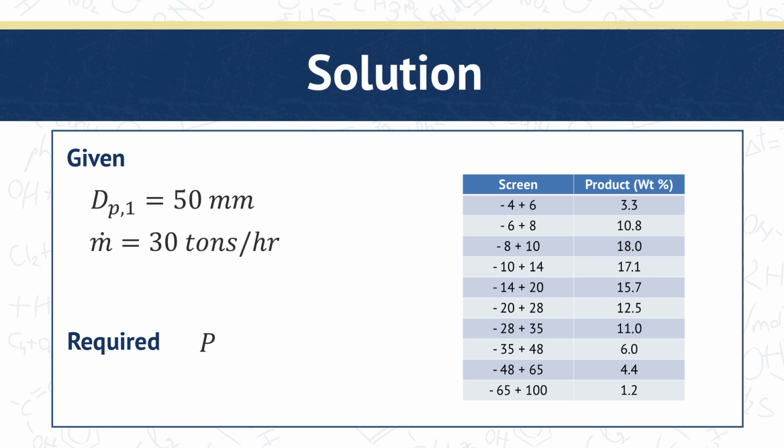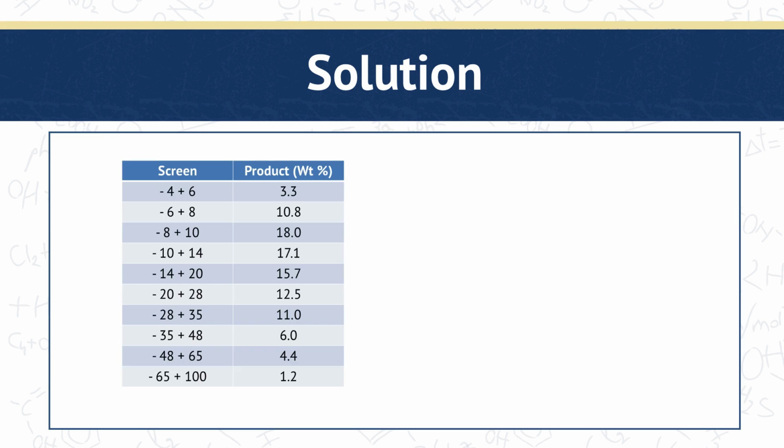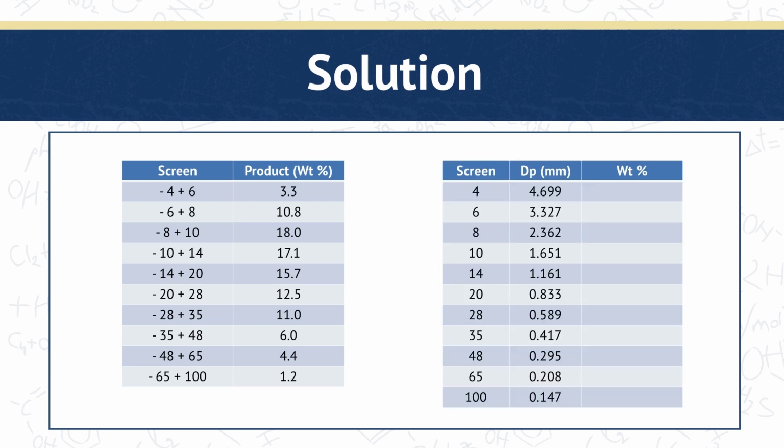Again, we list the given values and determine the required value. Next, we process the given product specifications because to apply Bond's law, we need the product size at which 80% of the product passes. So we'll process the screen analysis like this. We first list the mesh screen sizes and their respective diameters in millimeters. These values may be obtained from standard tables such as the appendix section of the Geankoplis textbook.